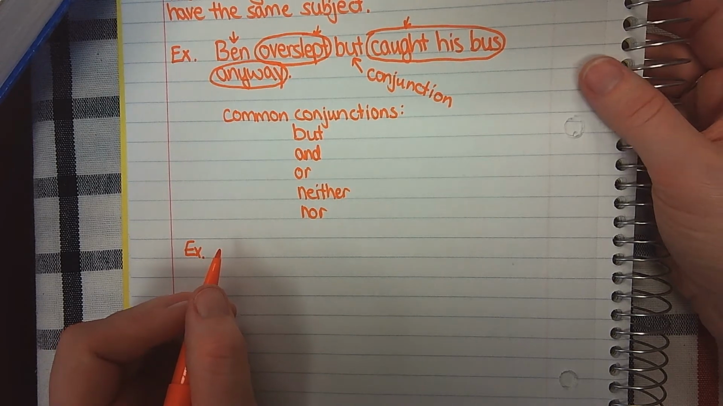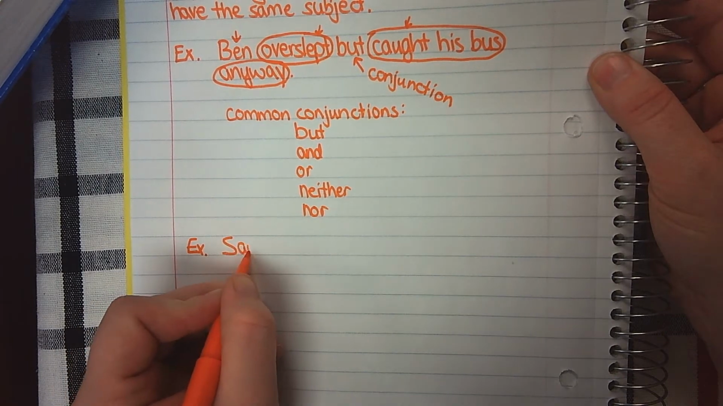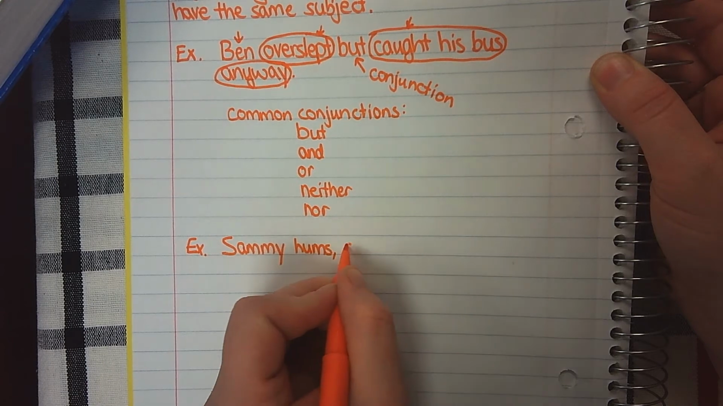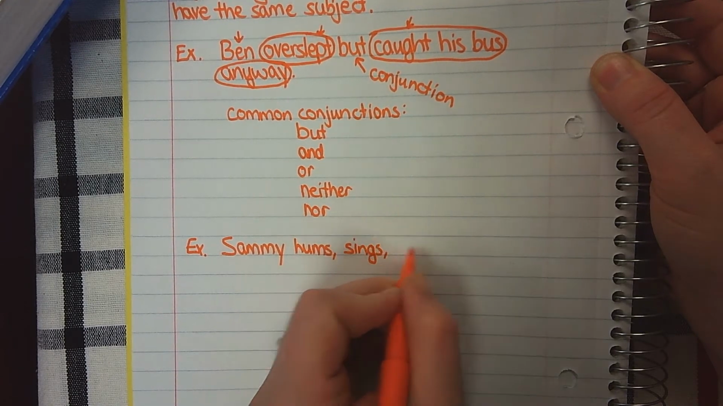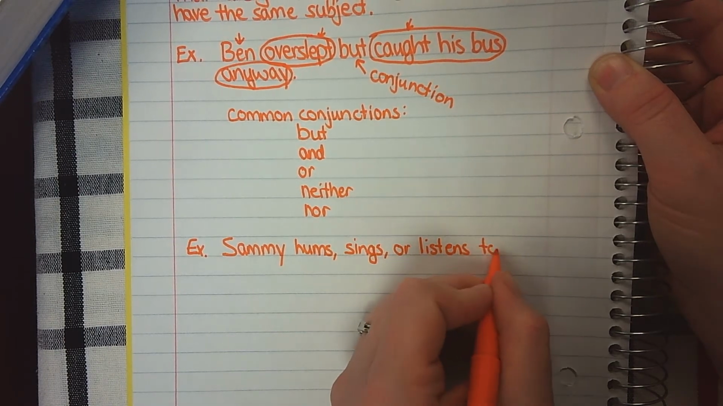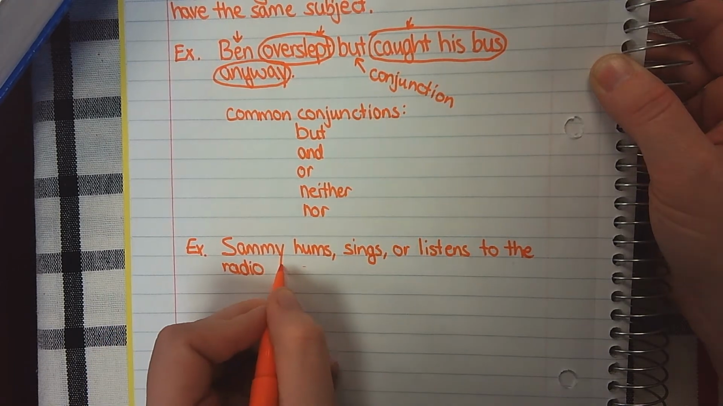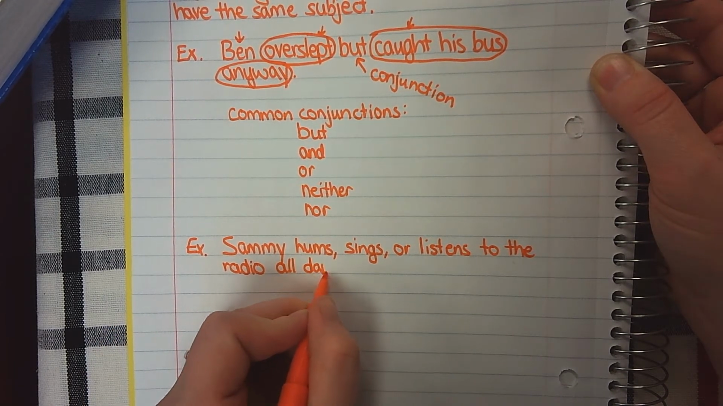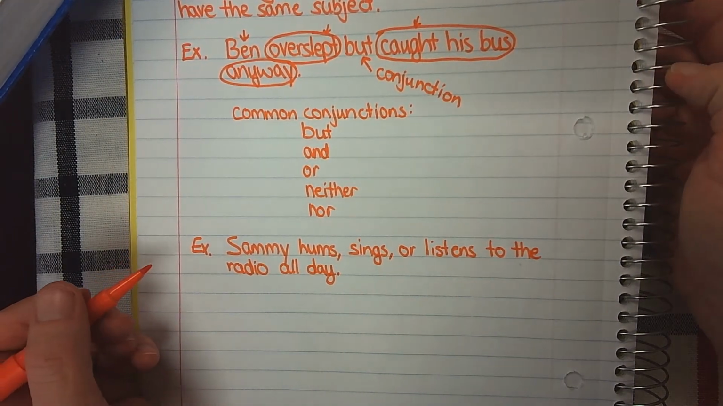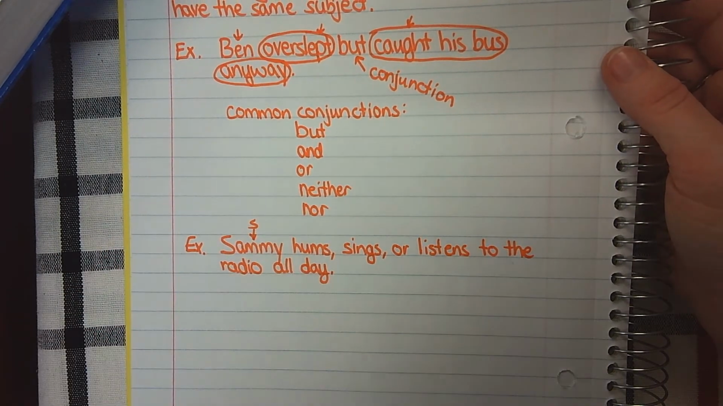Sammy hums, sings, or listens to the radio all day. Sammy hums, sings, or listens to the radio all day. So first, what's the subject of our sentence? Who or what is it focusing on? It's focusing on Sammy. It's our subject. And what is Sammy doing?